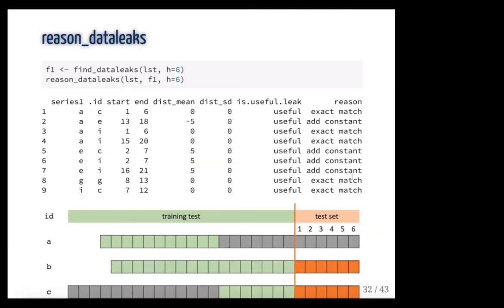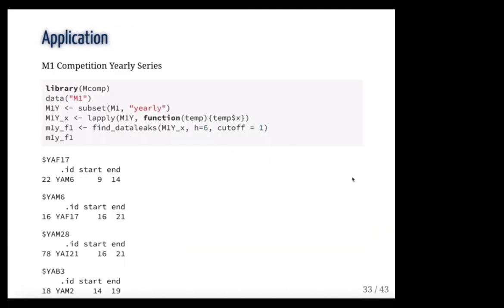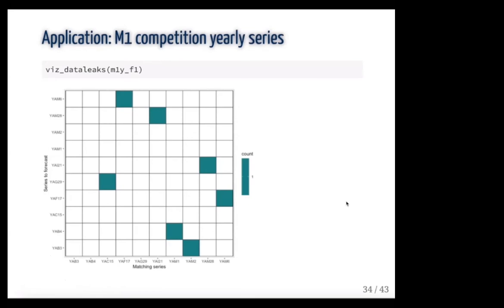Let's now apply this to yearly series in the M1 competition. This is the visualization of data duplicates in M1 yearly time series. However, some of these duplicates are not useful.